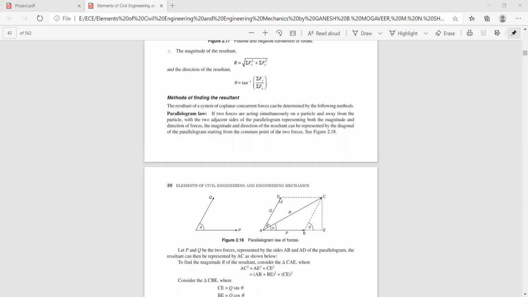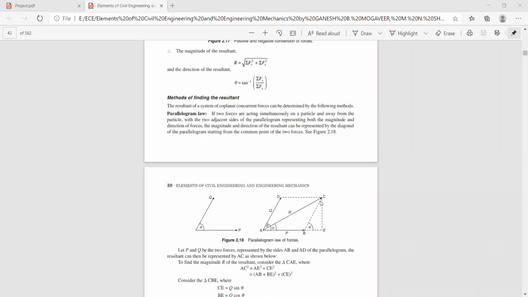Now what we have done is we have considered two forces Q and P acting at a point. The angle between these two forces is theta. The diagonal which passes through the point of concurrence represents the resultant, and let alpha be the angle of the resultant with respect to force P, or the horizontal direction. Now you complete the parallelogram, say ABCD.